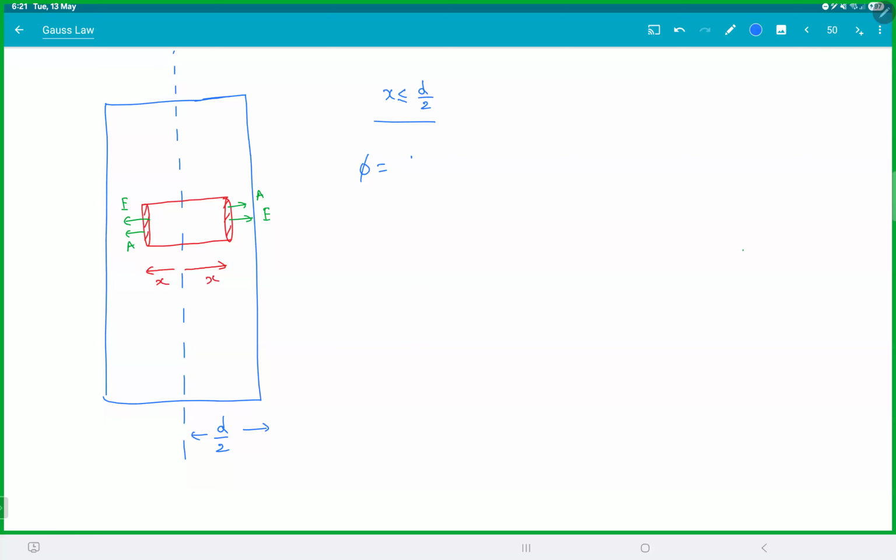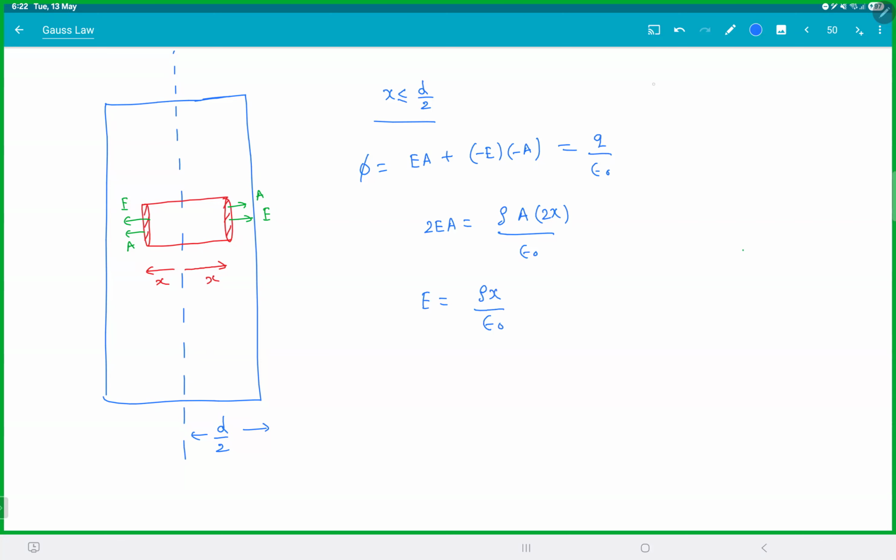The flux will be E into A. The other one will be minus E into minus A. That will be charge enclosed by epsilon. So this will be 2EA. What is the charge enclosed? Rho, area into 2x, that is the length of the cylinder. Area into length will be the volume, by epsilon. Area cancels out. You end up with E is equal to rho x by epsilon. Clear with this? Yeah, right, Falak.